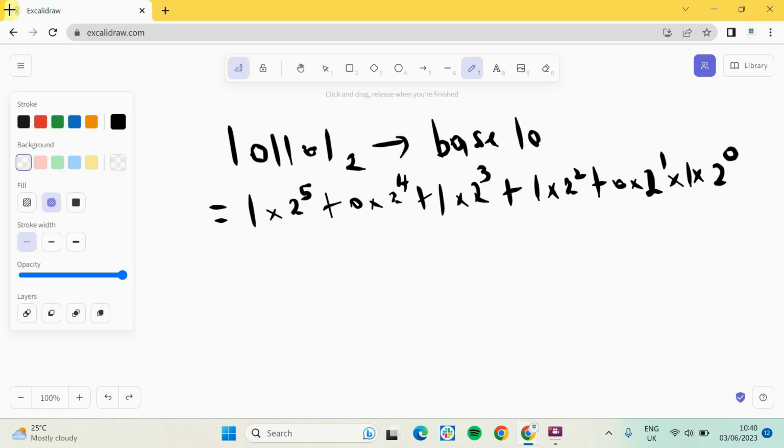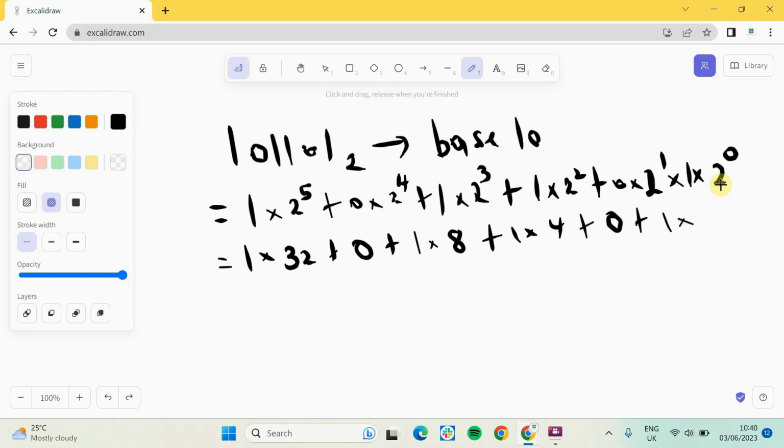Great. So let's simplify. 1 times 2 raised to the power 5, right? If you check your calculator, that will give you 32, right? Plus 0 times, so whenever I see 0, I don't need to bother my head, so I'll just put 0, plus 1 times 2 raised to the power 3 is 8, right? Plus 1 times 2 raised to the power 2 is 4, right? Plus 0, plus 1 times 2 raised to the power 0, and 2 raised to the power 0 is 1, right?